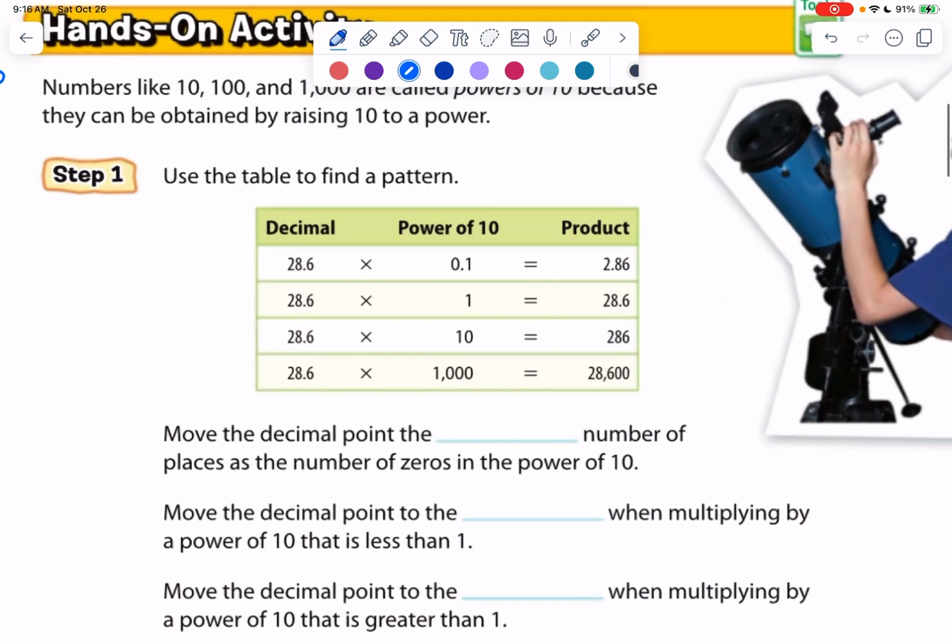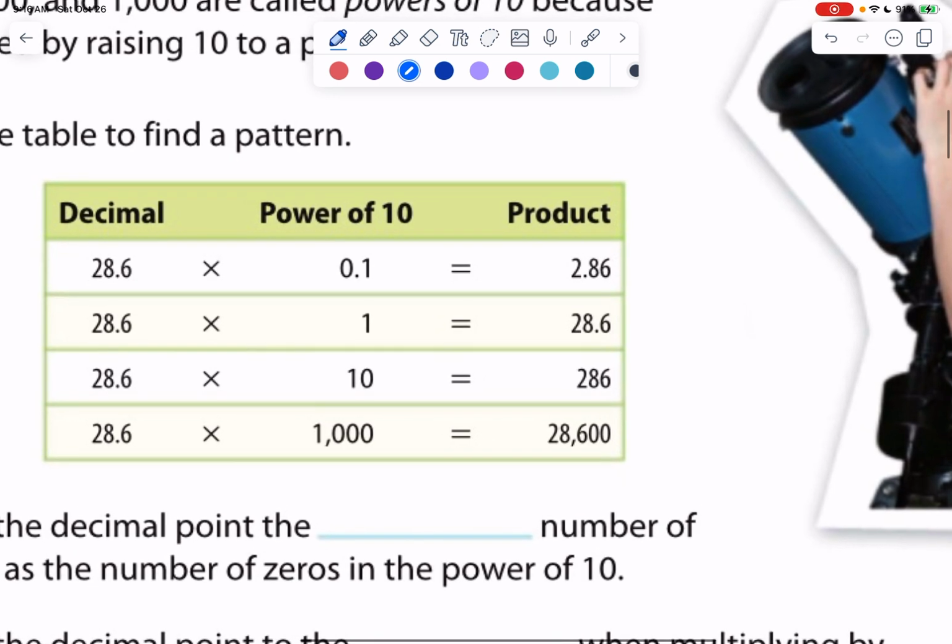Okay, so I'm going to zoom in on this chart, all right? And let's see what we notice. All right, so 28.6, the decimal is between the 8 and the 6. When we multiply it by 1/10, 0.1, the decimal moves from between the 8 and the 6 to between the 2 and the 8. Notice it's the same numbers, 286, 286, okay? So like 5 times 1 is still 5, right? 28.6 times 1 is still 286, but that decimal changed the decimal placement.